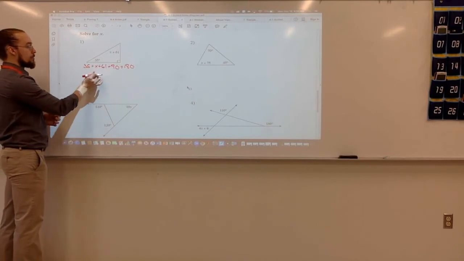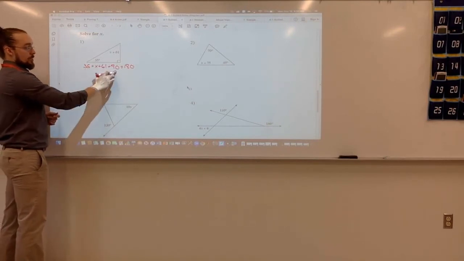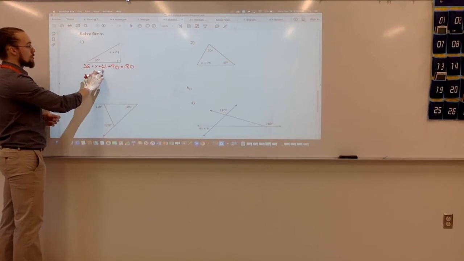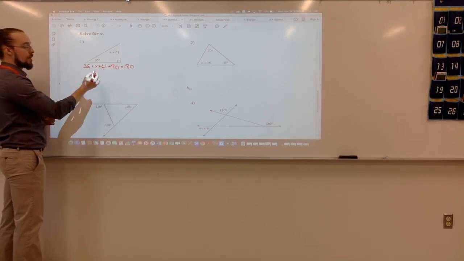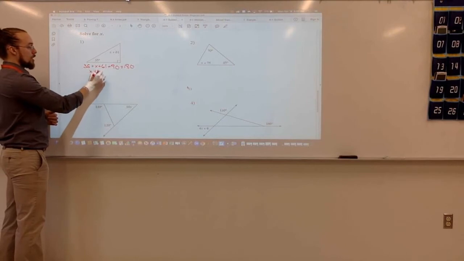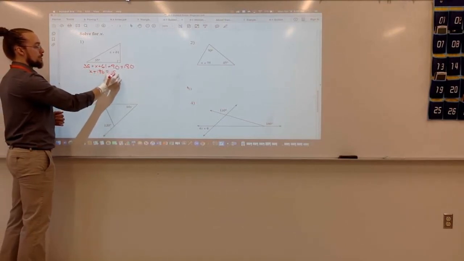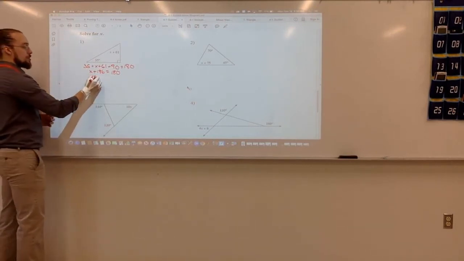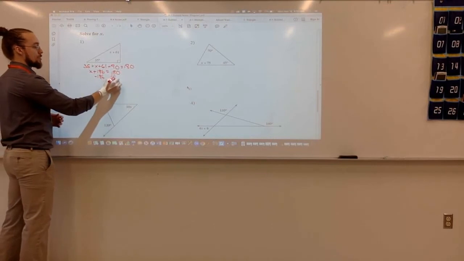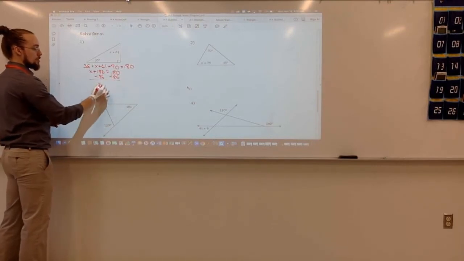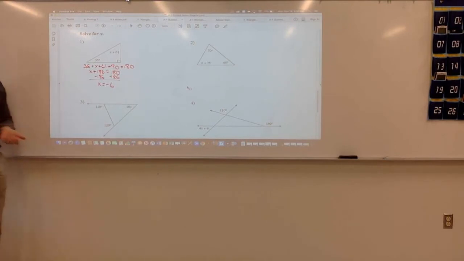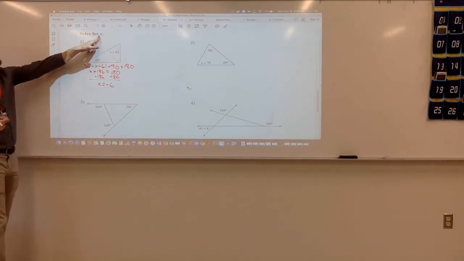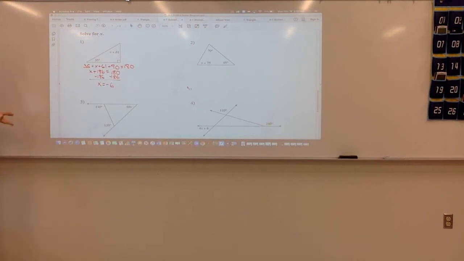So here I can combine my like terms. 90 and 61 is 151, and 35 would be 186. So I get x plus 186 equals 180. Subtract 186 over. And we just end up with x equals -6. Is that my final answer? Yes, right? The question just says solve for x. So that's my final answer.